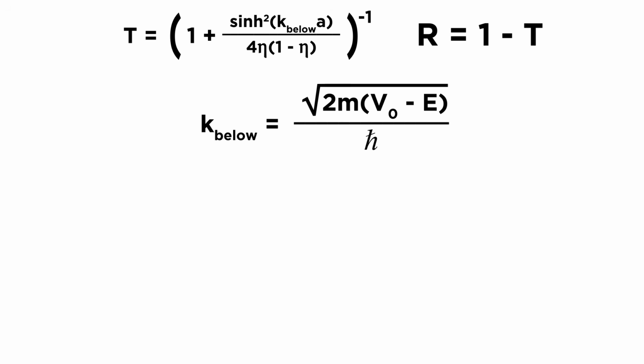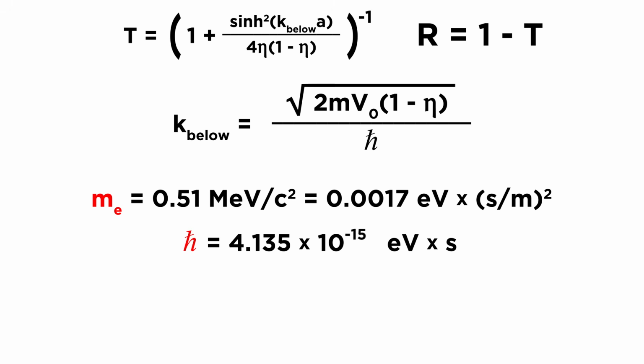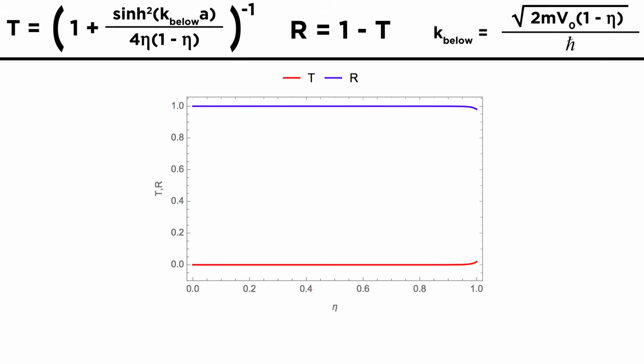So our expression for k below is as follows, and we need to get this in terms of eta, so we can factor V0 out of this parenthetical to get 1 minus E over V0, which is 1 minus eta. Now some of these are constants which are known. The mass of the electron and the value of h bar, both in electron volt units, are as follows. Now with these parameters, we can plot both T and R as functions of eta.